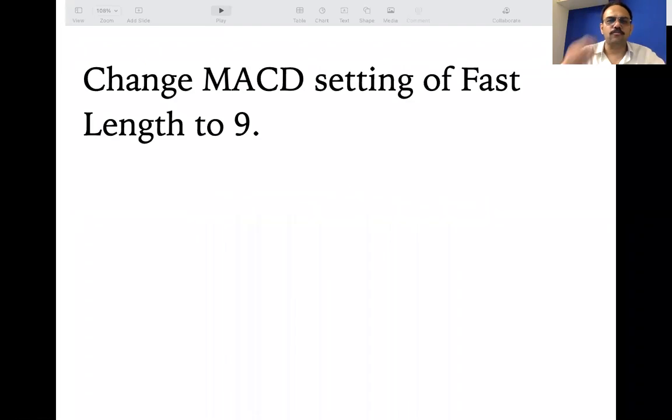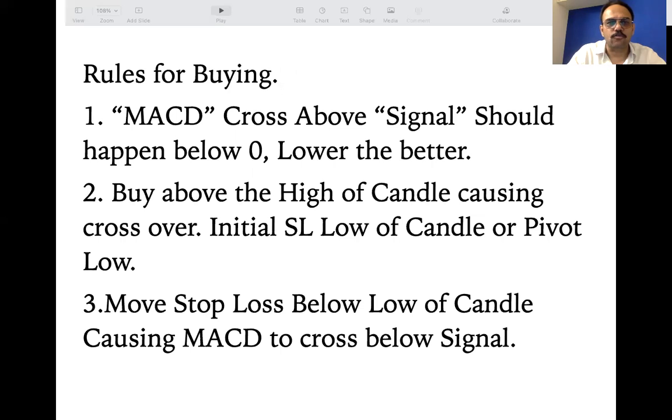I'll show it on the chart as well. First, you have to apply the standard MACD that is available on TradingView. Apply the standard MACD and change the setting of fast length to 9. This is the first step.